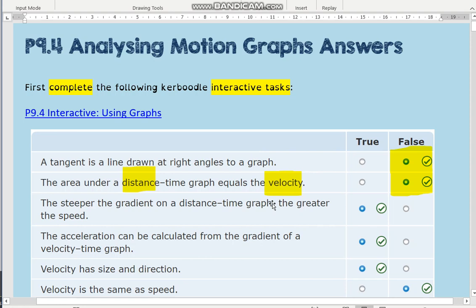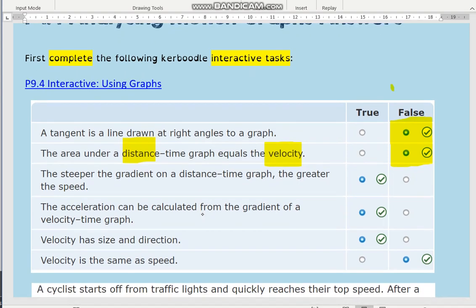The steeper the gradient on a distance time graph, the greater the speed. So this one is actually true. The acceleration can be calculated from the gradient of a velocity time graph is true, because acceleration is change in velocity, that's the vertical change, divided by the time taken for that change, which would be the horizontal, the x-axis. So whenever you're dividing the y by the x-axis on a graph in a triangle, you're calculating the gradient. In this case, that would give you acceleration.